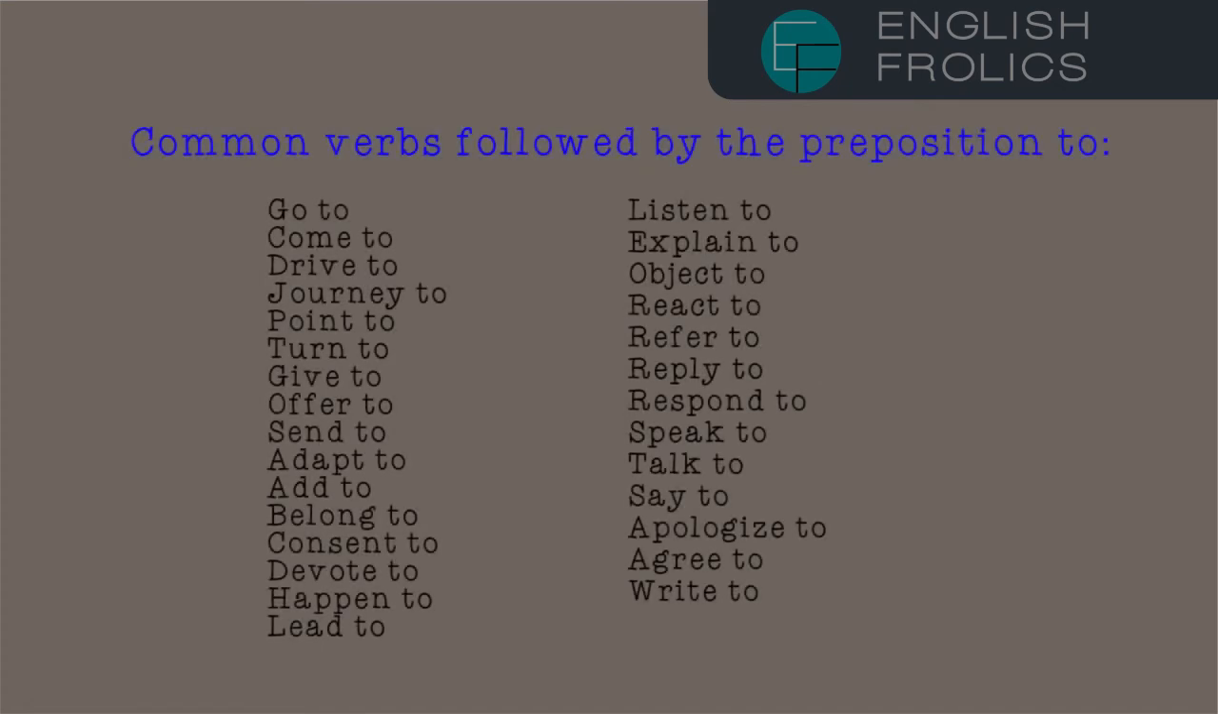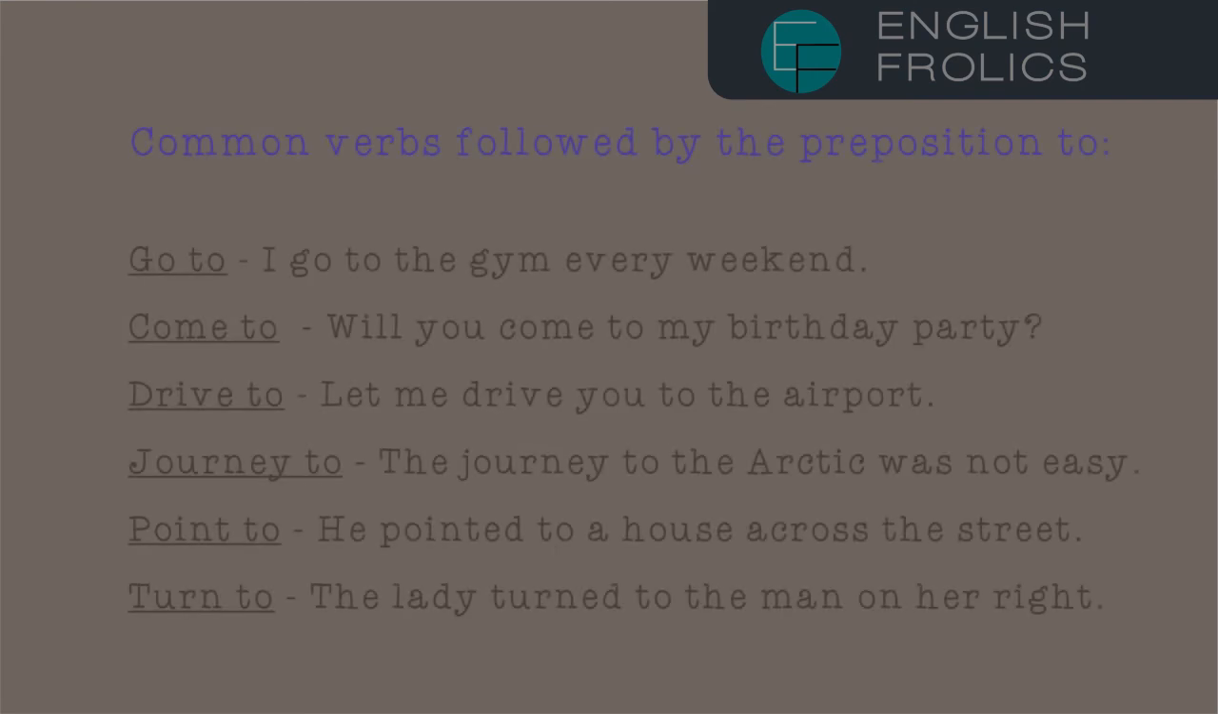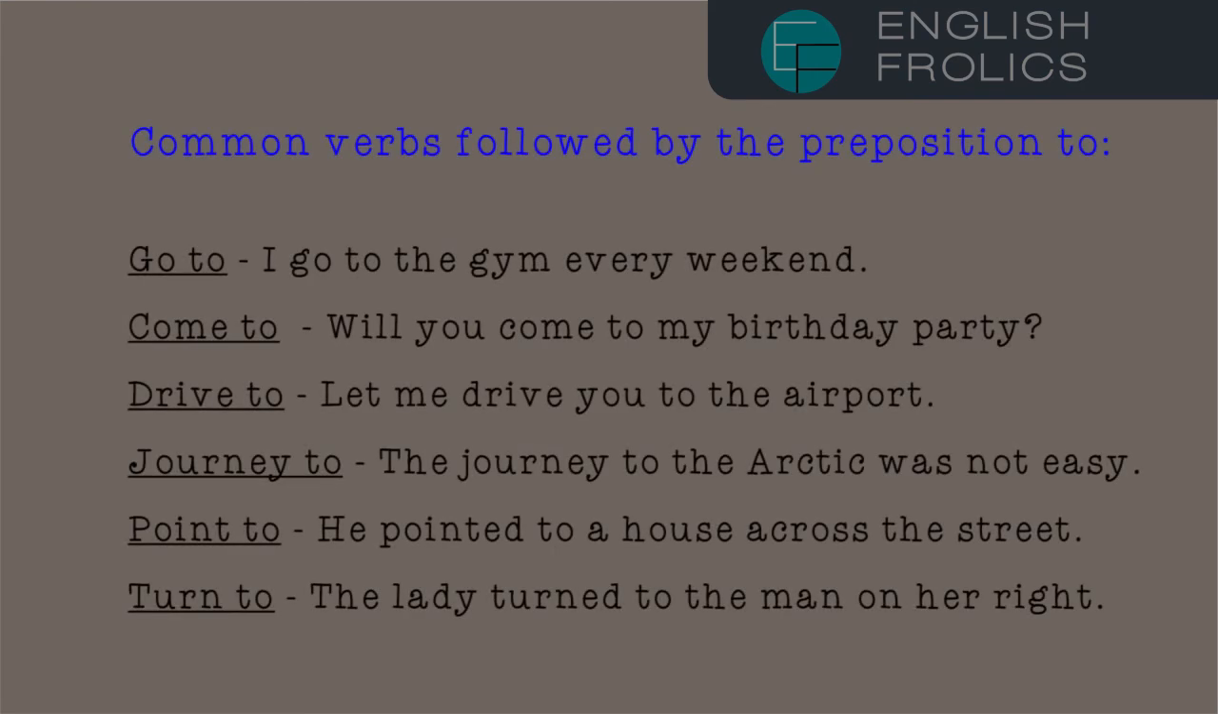There are more verbs followed by to than what you can see in this list, but these are some of the most common ones. Obviously, we have seen some of these verbs in the sentence corrections that we did a while ago. Let's briefly run through this list and have simple examples for each one. Go to. I go to the gym every weekend. Come to. Will you come to my birthday party? Drive to. Let me drive you to the airport.